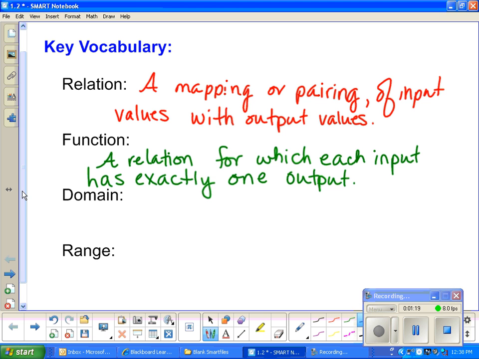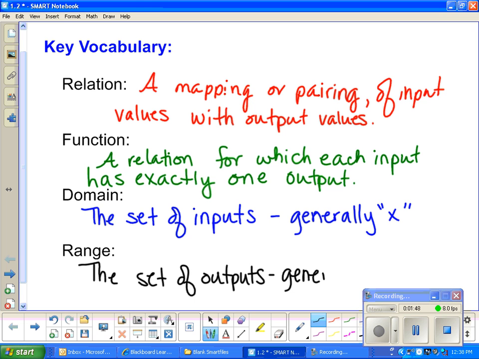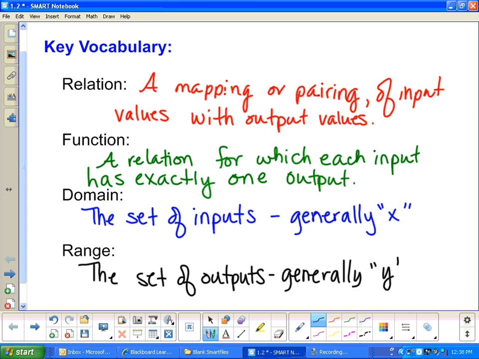Domain is the set of inputs, generally the X, and the range is the set of outputs, generally Y.